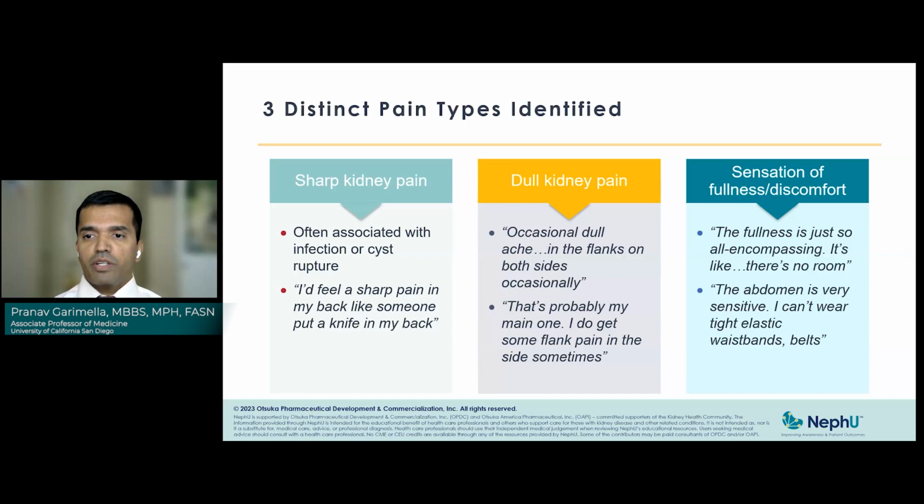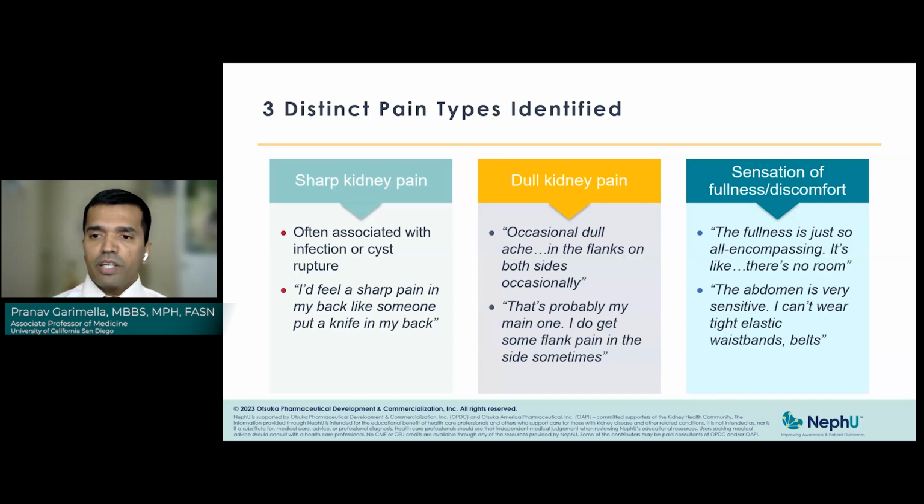One is the sharp pain, two, the dull pain, and three is this general sensation of fullness or discomfort. And these are direct patient quotes taken from the development phase of the questionnaires. When clinicians think about sharp pain, it's usually associated with infection, a cyst rupture, sometimes even a kidney stone. And the description of that in the first box is exactly how it sounds when someone says, I felt like someone was putting a knife through me.